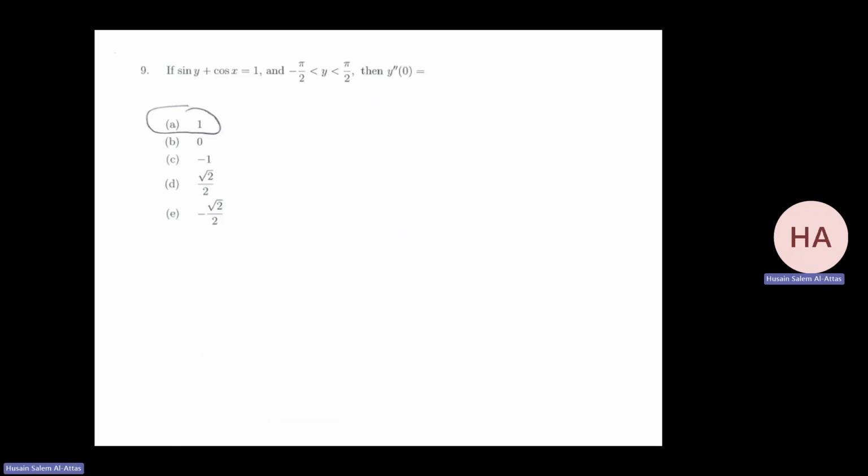If sine y plus cosine x equals 1, find the second derivative at 0. When you make it at a point, it will make it easier. So let us see what will happen. Differentiate with respect to x. I have what? Cosine y times y prime minus sine x equals 0. So y prime equals what? Sine x over cosine y.